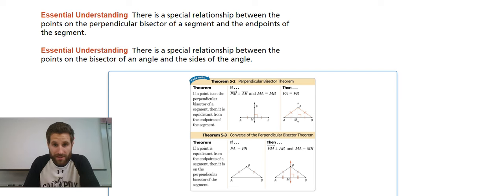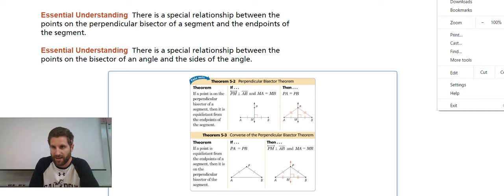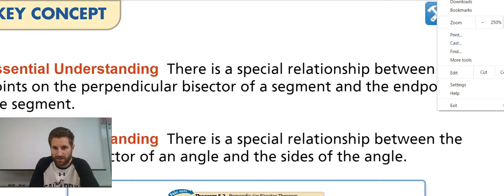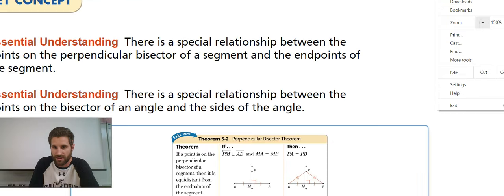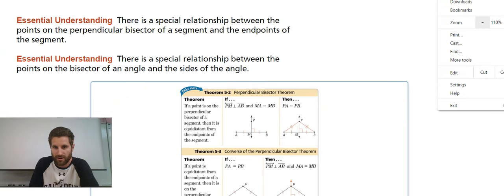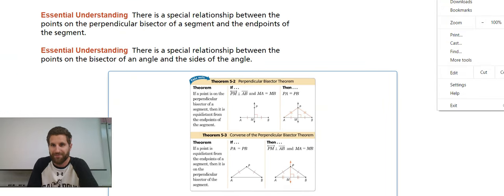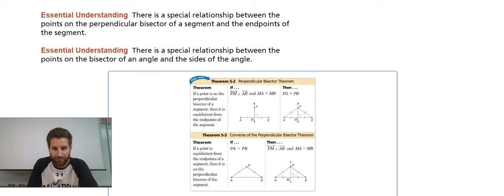Okay, so looking at this, we have the perpendicular bisector. I know it's kind of small. Let's see if I can zoom it in real quick to make it easier to see. I don't know if that actually is going to work. Unfortunately I don't think that's going to work. So we'll just go ahead and use it from right here.